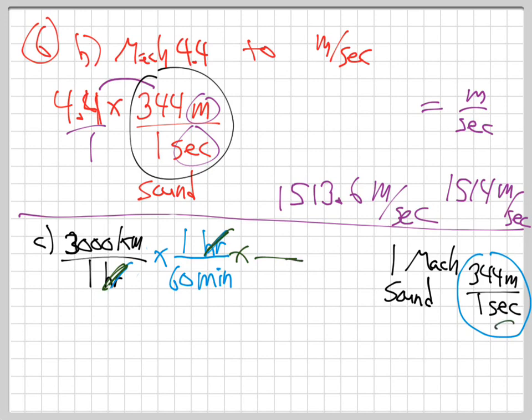We want seconds in the end. So how do we get rid of minutes? Put them in the top. Minutes are gone. What can we connect easily with minutes? Seconds, right? 60 seconds, 1 minute. Minutes are canceled. If we stop the problem right now, we're in kilometers per second. We want meters per second, so that's pretty close.